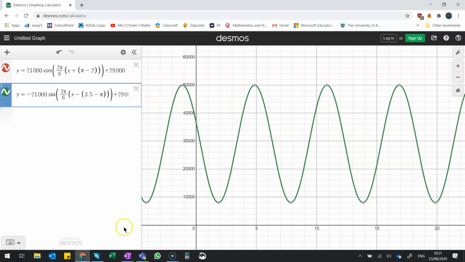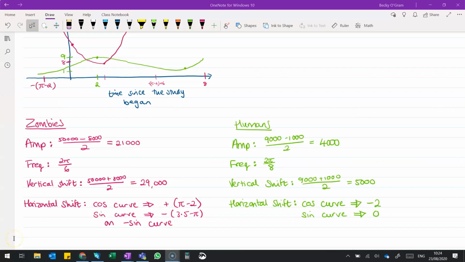All right, let's take a look at the humans graph. So we've got our amplitude of 4,000. The frequency is 2 pi divided by 8, because we were told that the distance between the minimum and the maximum was 4 years, so our full period would be 8 years. Vertical shift 5,000. Horizontal shift.